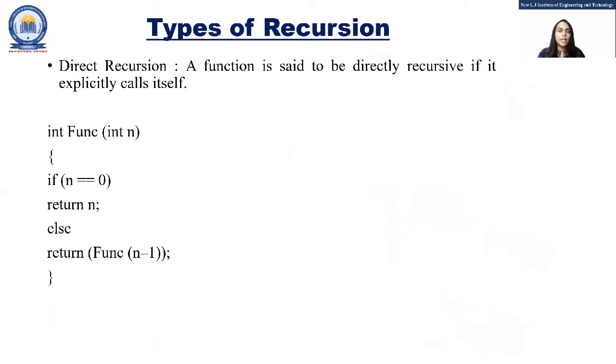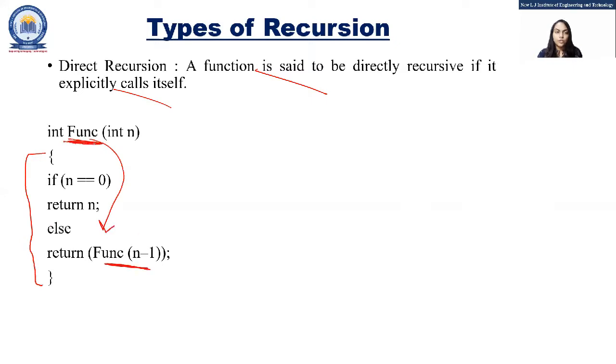Now let us see what the types of recursion are. There are many recursions such as direct recursion, indirect recursion, excessive recursion, nested recursion, tail recursion, non-tail recursion. So let us see some of them in brief. Direct recursion is basically a function which explicitly calls itself. So a function calling itself directly is called direct recursion. For example, we can see here a function name is there, func. And within its brackets, we are again calling the same function, as you can see here, func of n minus 1.